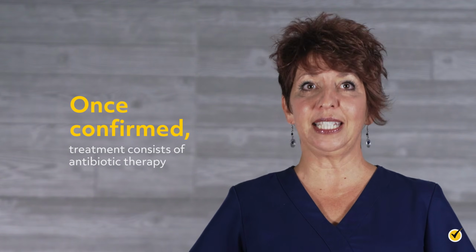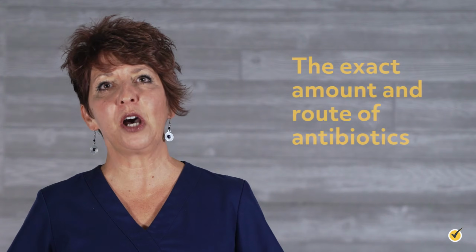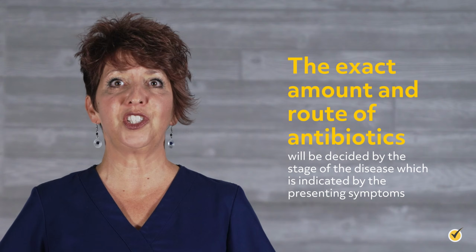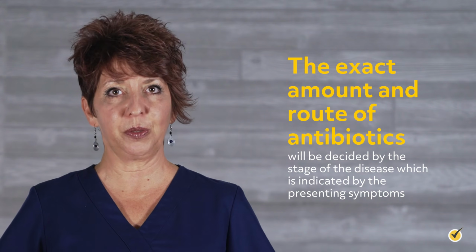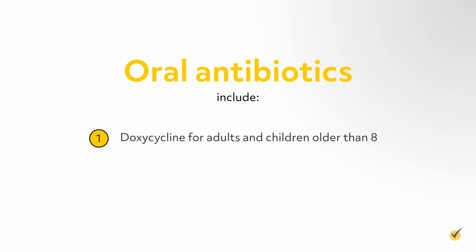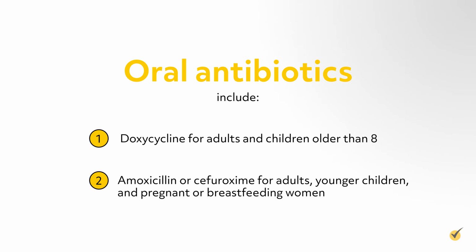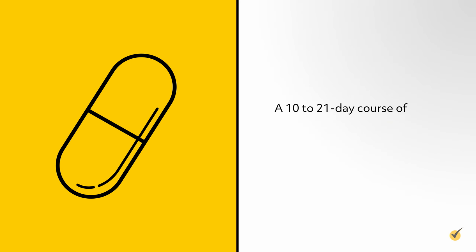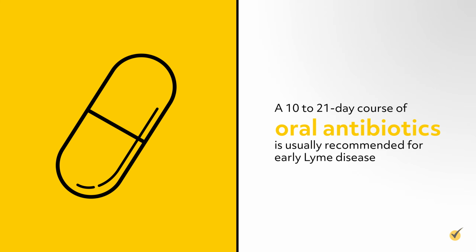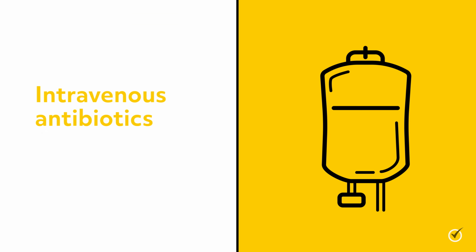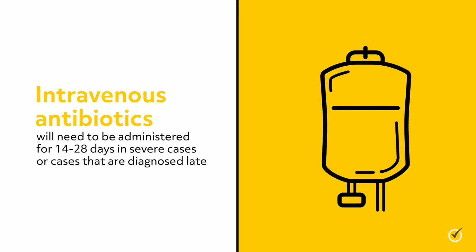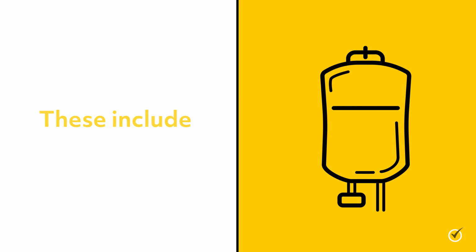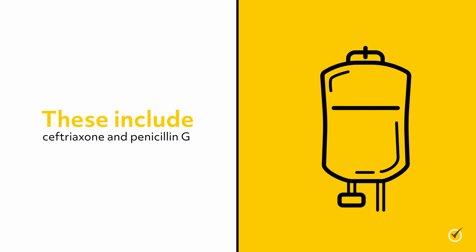Once confirmed, treatment consists of antibiotic therapy. The exact amount and route of antibiotics will be decided by the stage of the disease, which is indicated by the presenting symptoms. Oral antibiotics include doxycycline for adults and children older than 8, or amoxicillin or cefuroxime for adults, younger children, and pregnant or breastfeeding women. A 10 to 21 day course of oral antibiotics is usually recommended for early Lyme disease, but intravenous antibiotics will need to be administered for 14 to 28 days in severe cases or cases that are diagnosed late. These include ceftriaxone and penicillin G.